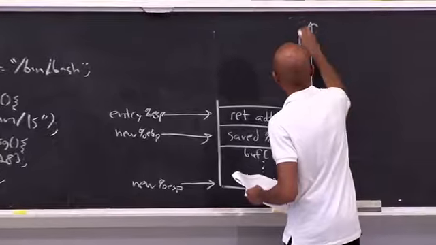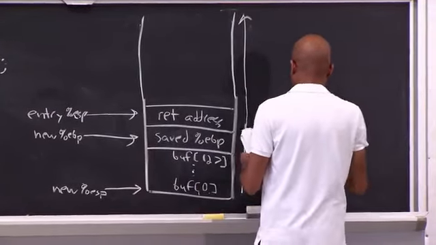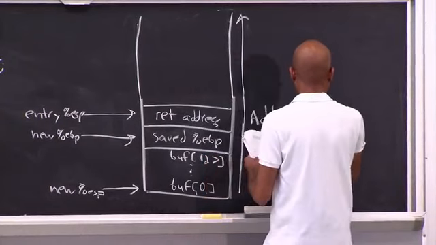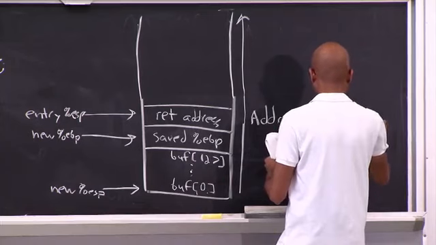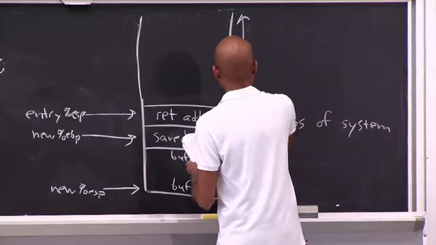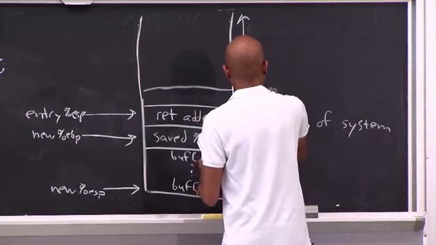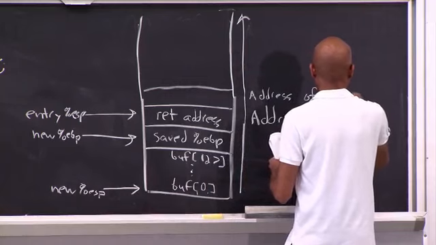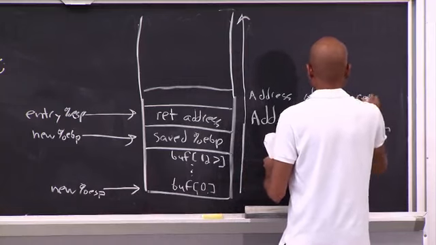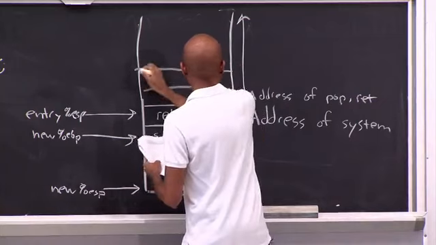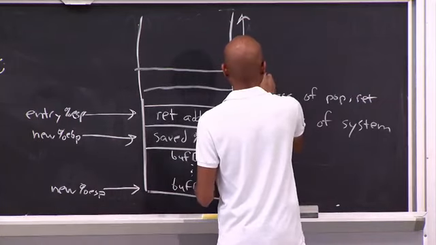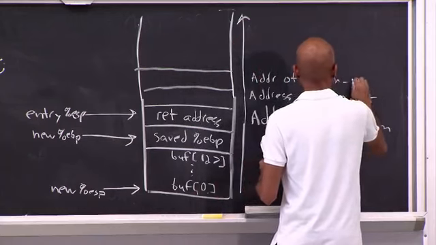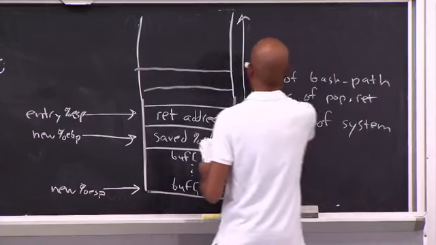Right, so the exploit goes this way. Let's say we do this. The first thing we're going to put here is the address of system. Then up here we put the address of the pop ret gadget. Then up here, we're going to put the address of bash path. And then we're going to repeat this pattern.